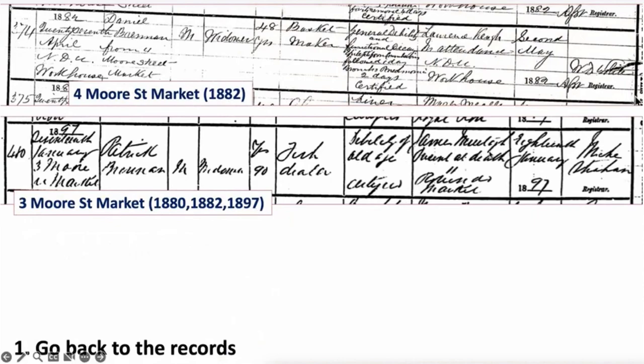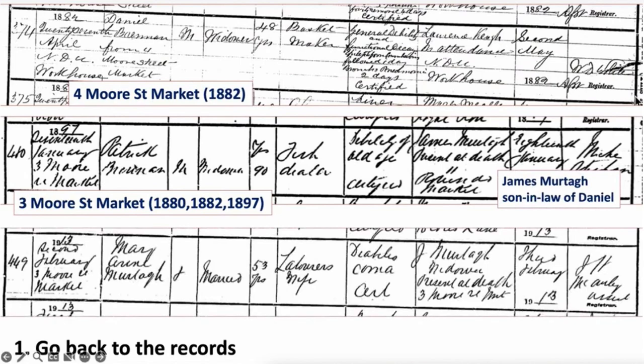The other thing to note was this chap here was the informant, James Murtagh, present at death, 11 Rotunda Market. He was the son-in-law of Daniel Brennan, who was living next door. And a third piece of documentary evidence shows Mary Ann Murtagh, who was the wife of James Murtagh. And in 1913, when she passed away, again, the informant was her husband, James Murtagh, son of Daniel Brennan. But they were now living in the same house that had been occupied by my great-great-grandfather.